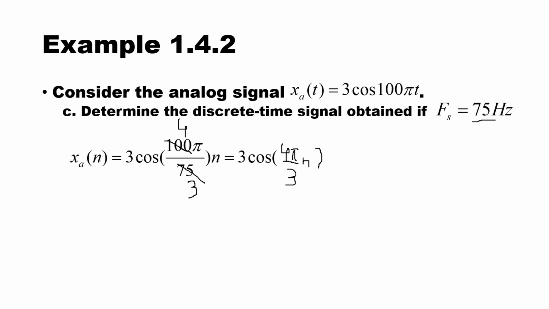Why not? Because we know that our spectrum, our frequency, should lie between minus pi to pi. That is minus 180 degrees to plus 180 degrees. But this 4 pi by 3 is 60 into 4, that is 240 degrees, which is greater than 180. So in such cases, we have to add or subtract 2 pi from this to get some value which is between minus pi and pi.